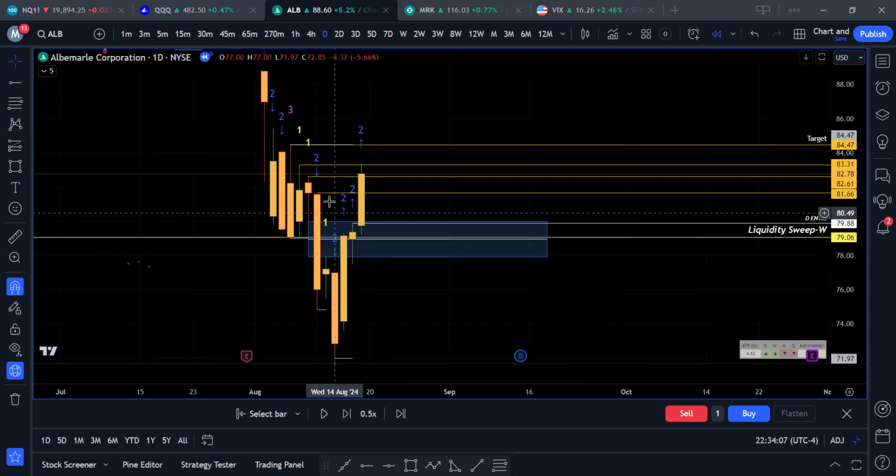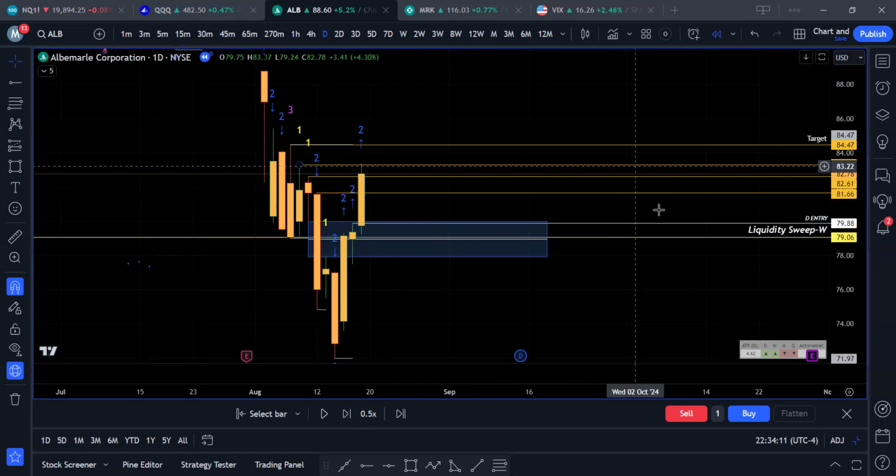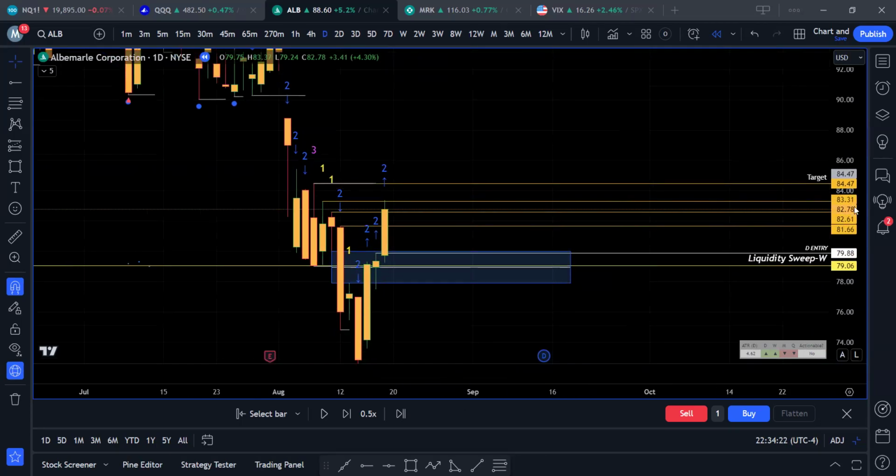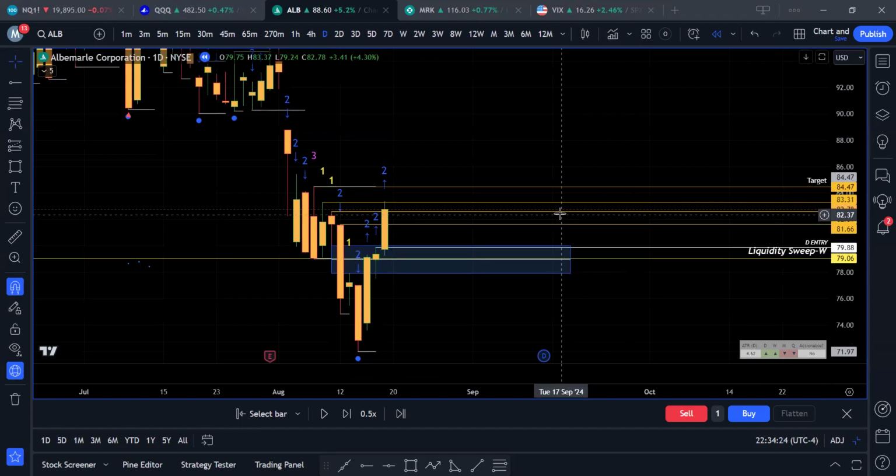Boom. First target, second target, and third target hit in one day. Okay, you're well on your way to 85 already. So we close what, 82, 81? It's a swing, right? Because I said go at least one to two weeks out.